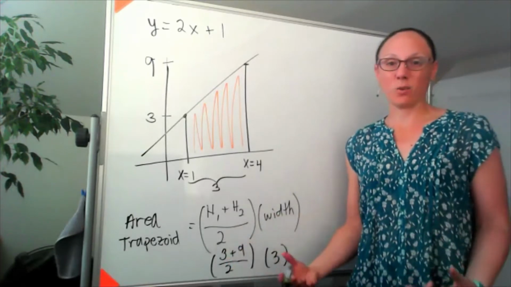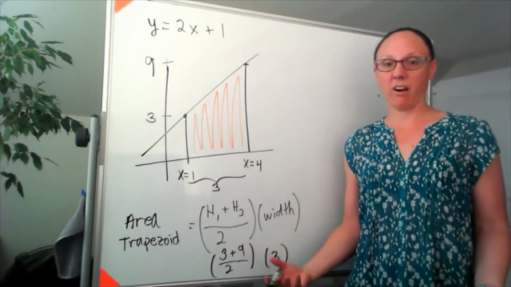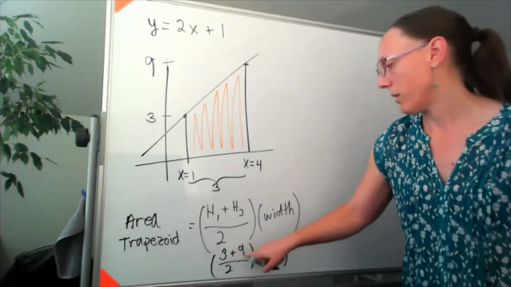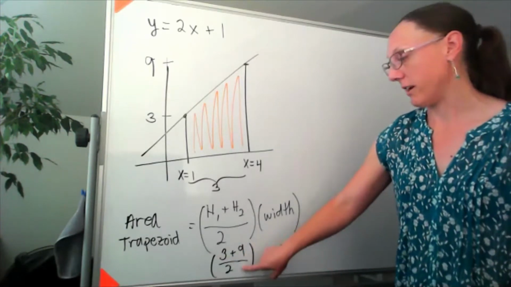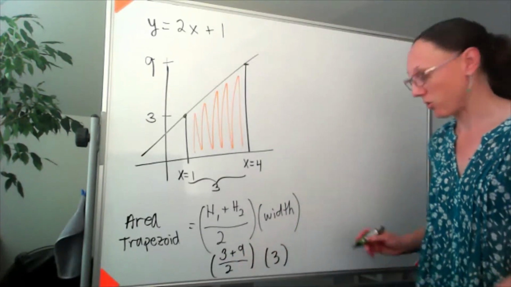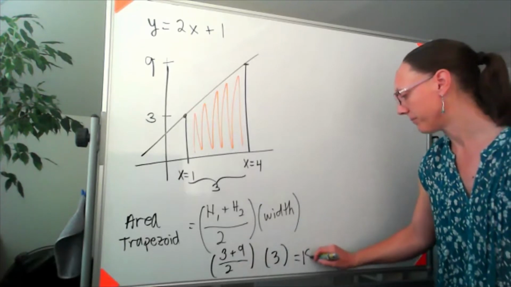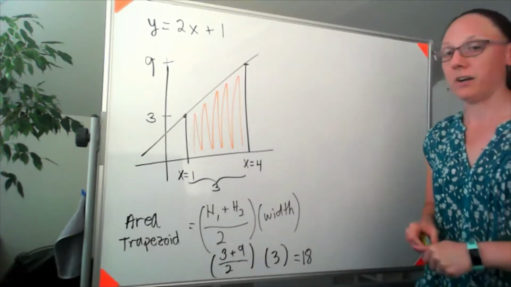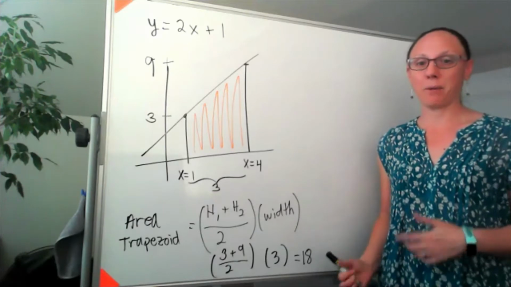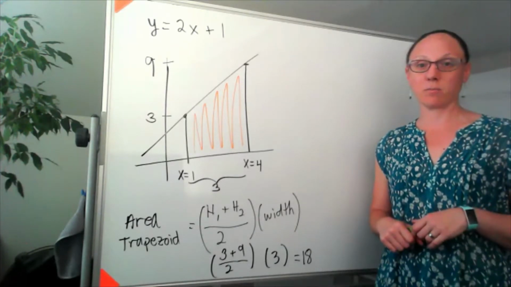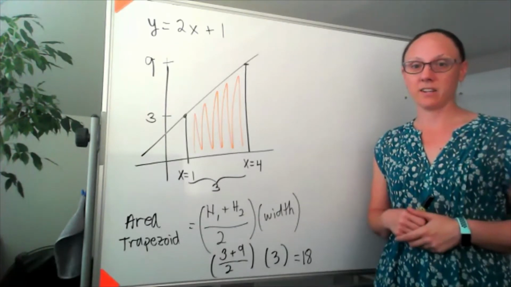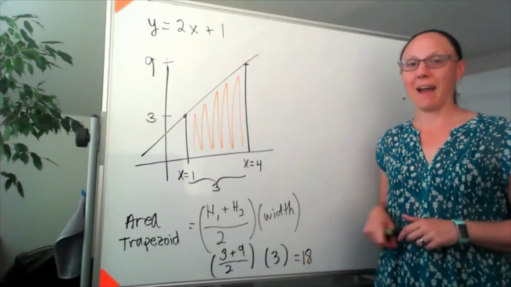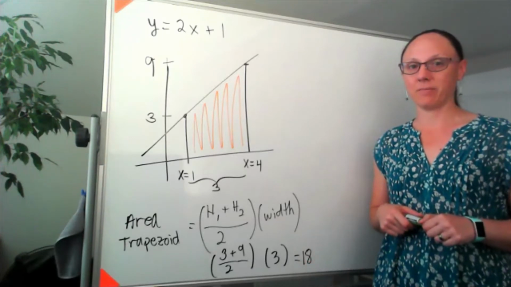So this is like me using geometry to find the actual area. 3 plus 9, that's 12, divided by 2, I'm down to 6. 6 times 3 is 18. I want everybody to keep that in mind for a second, because now we're going to do this problem 2 other ways. And one of them, we're going to loop back around to this 18.